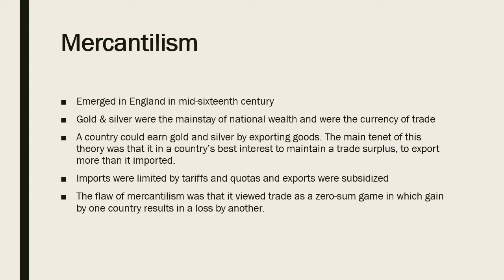Okay, the first theory is Mercantilism Theory. It emerged in England in the mid-16th century. Here, gold and silver were the mainstay of national wealth and also were the currency of trade. A country could earn gold and silver by exporting goods. So the main tenet of this theory was that it is in a country's best interest to maintain a trade surplus, to export more than it imported. Imports were limited by tariffs and quotas, and exports were subsidized.